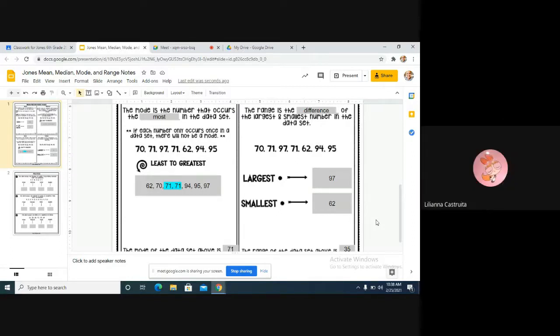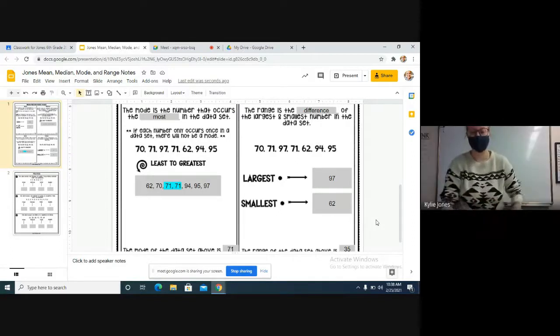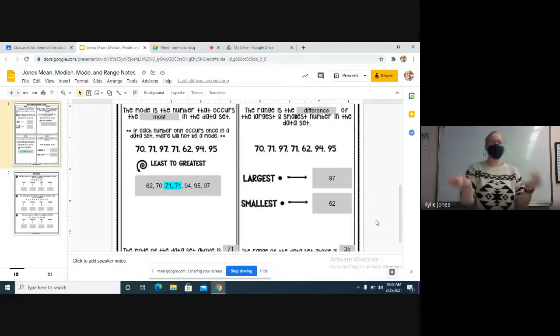This math is easy. Yeah, it's not too hard, right? It's all things that you know how to do. We're just applying it to a different idea now, right? Yeah. Let's go to slide number 2.